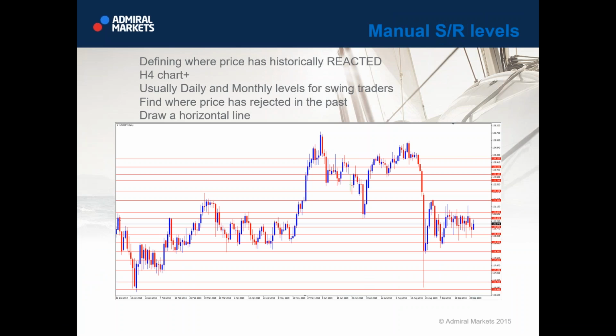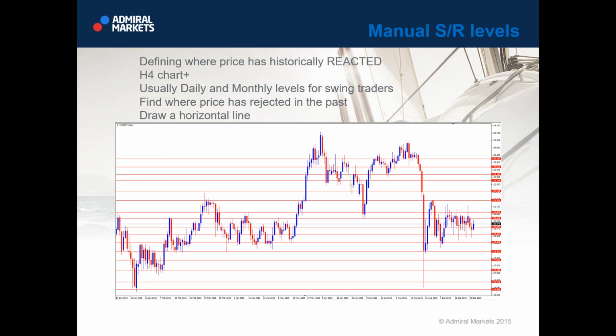Those are defined where price has historically reacted. It's usually done on 4-hour chart and higher time frames. I usually do it on daily and monthly. You can also do it, of course, on 4-hour. But if you trade intraday, then you do it on daily. If you trade 4 hours, then you do it on monthly, because it's easier to see monthly zones.